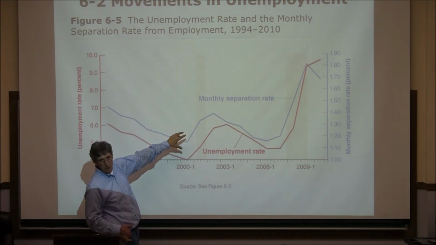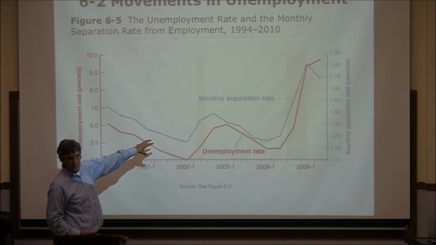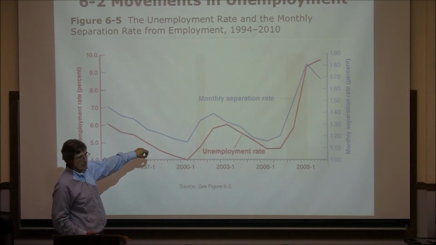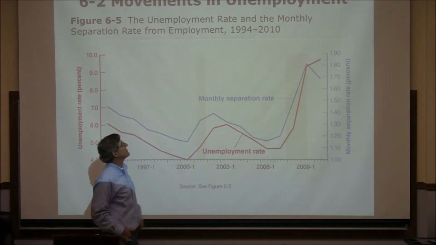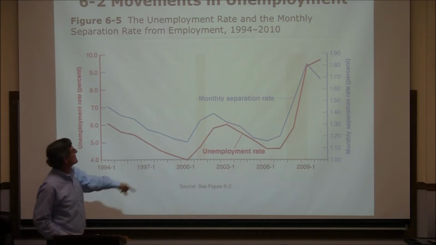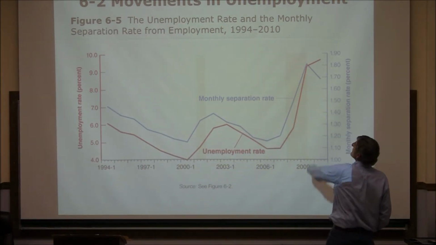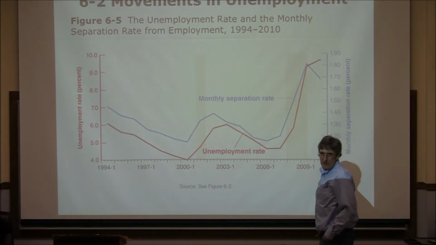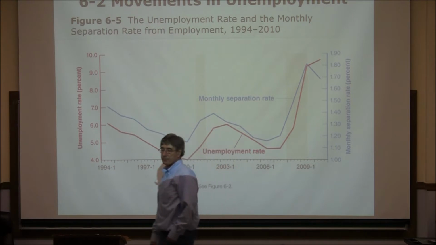Because separations is both quits plus layoffs, firings. But quits go down in recessions and firings go up. Overall, it tends to drive the unemployment rate. There's a little bit of a blip up there. The unemployment rate's still going up, yet the separation rate's going down, but that could just be a lag like you see sometimes in the data.